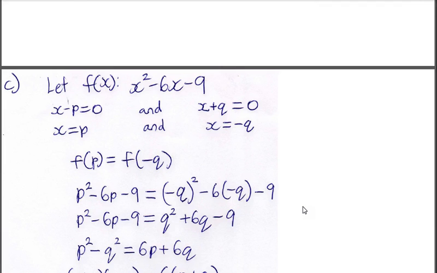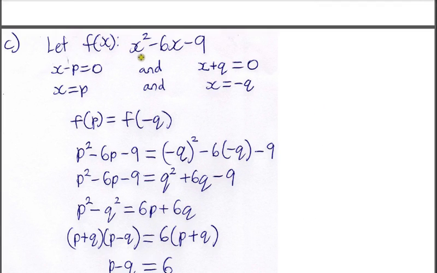Finally, for part C, we are given this function x squared minus 6x minus 9. Further, we are told that when the function is divided by x minus p, and when divided by x plus q, they have the same remainder. So substituting p into the function, and negative q into the function, we are supposed to obtain the same value because we are told that we will get the same remainder according to the remainder theorem.